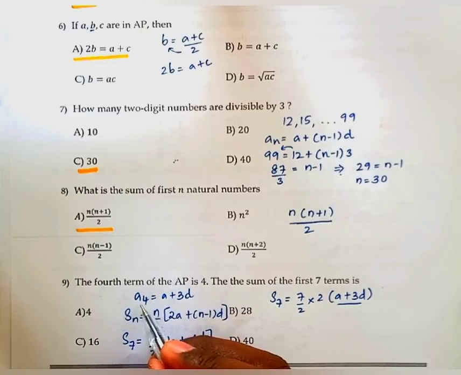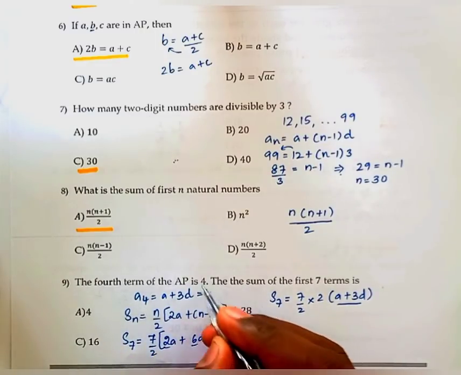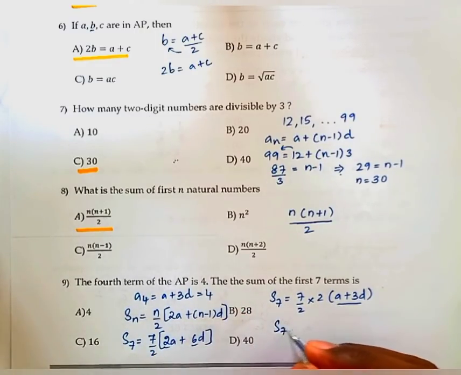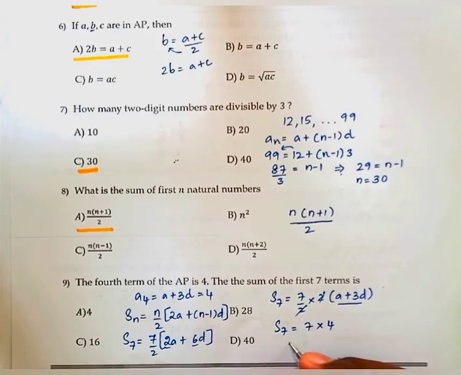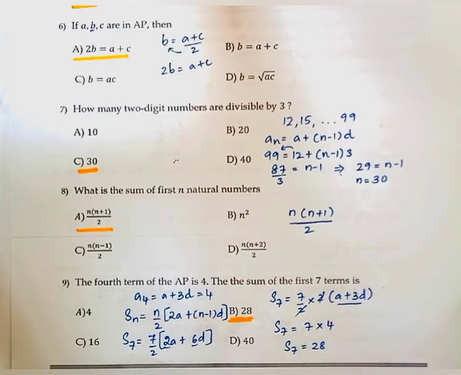Now the value of a plus 3d is equal to 4, which is already given in the question. Therefore, S7 equals 7 by 2 times 2 times 4, and the 2s will cancel out. Now 7 times (a plus 3d), whose value is 4. Therefore, S7 equals 7 times 4, which is 28. Therefore, the sum of 7 terms is 28. The correct answer is option B, 28.